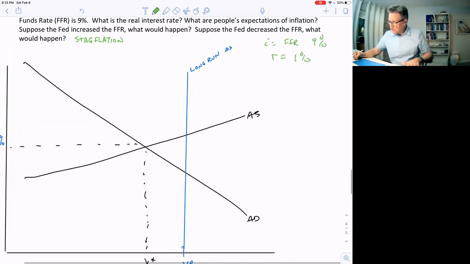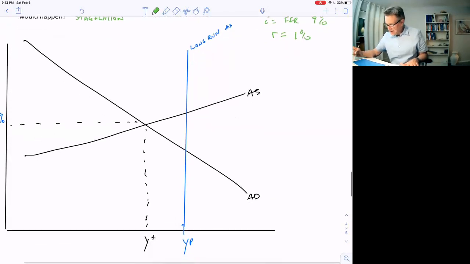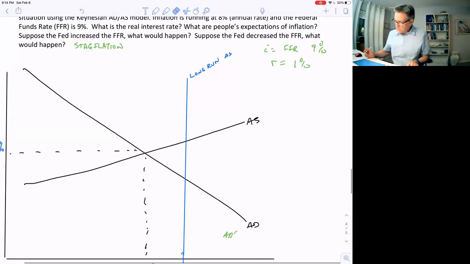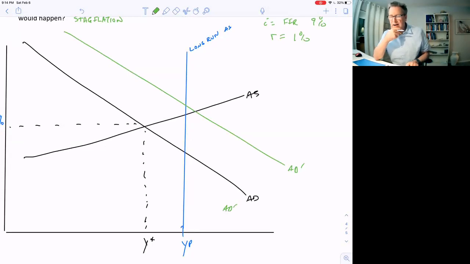If they increase the federal funds rate, it'll lower aggregate demand. And it's going to make output drop even more. It's going to make the economy worse. There's already a recession, and that's going to make it worse. Inflation is going to drop a little bit, but it's going to take some time. If they lower the federal funds rate, that will increase aggregate demand and improve the economy, bring us closer to potential, but it's probably going to make inflation even worse down the road. So the question is, well, what should they do?